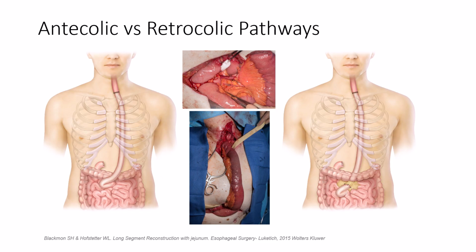This is another front view of an anticolic route to the left versus a retrocolic pathway on the right. The anticolic route may require more length of bowel versus the retrocolic pathway on the right that may require less length of bowel but requires closure of mesenteric defects. In the center view, you can see the pedicle jejunum as well as the supercharged pedicle jejunum that's delivered all the way up to the neck through an anticolic route prior to the anastomosis and prior to tunneling.